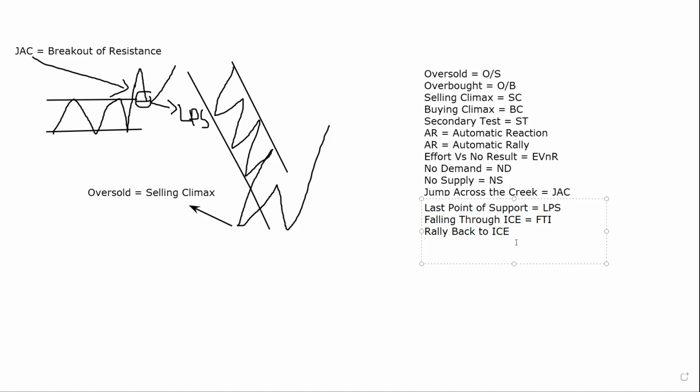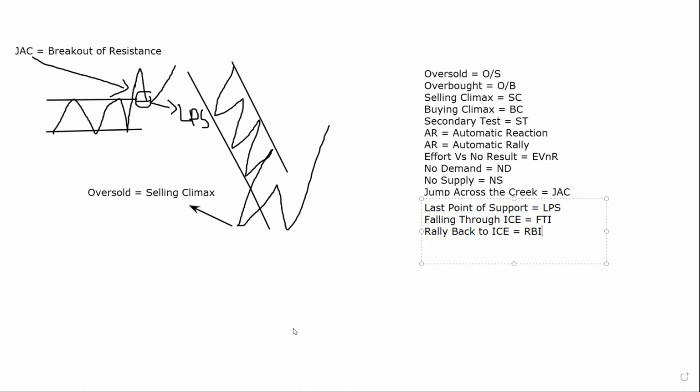Rally back to ice, and then LPS is also known as... I'll tell you. Rally back to ice, so rally back, falling through ice. Rally back to ice is RBI.